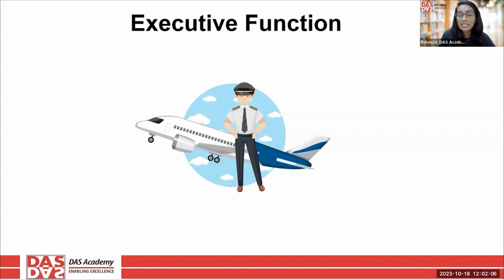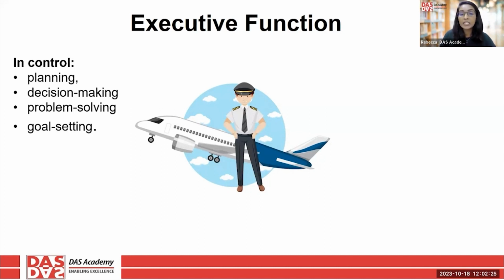Just as a pilot is in control of the aircraft, making decisions, ensuring a smooth journey, and reaching the destination safely, executive function is the mental pilot of your brain, overseeing and guiding your cognitive processes to help you navigate life effectively. So here's how it works.